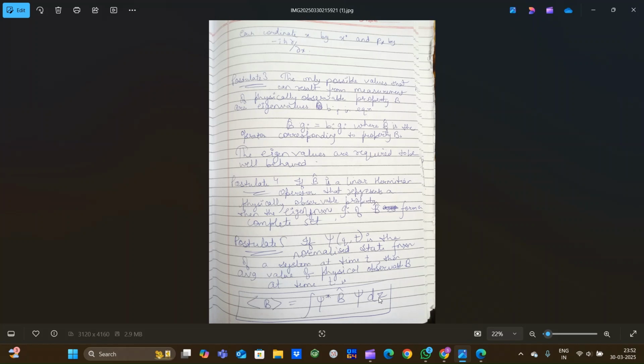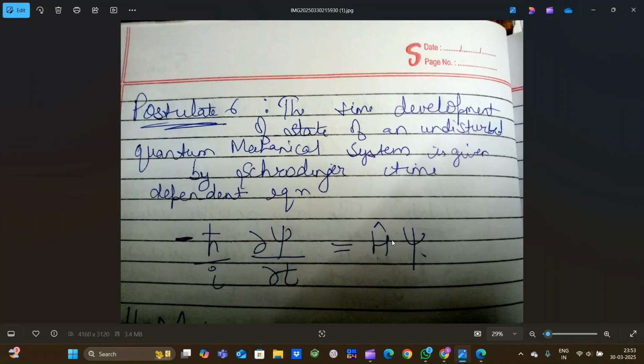The condition here is that this psi should be normalized. If it is not normalized, it should be divided by the integration of psi star and psi. I will explain this thoroughly in the next video on operators. And the last postulate is this. It gives the time dependent Schrodinger equation. For now, it is of no use for us. We will work on it in the next few chapters, I guess, or next few topics.